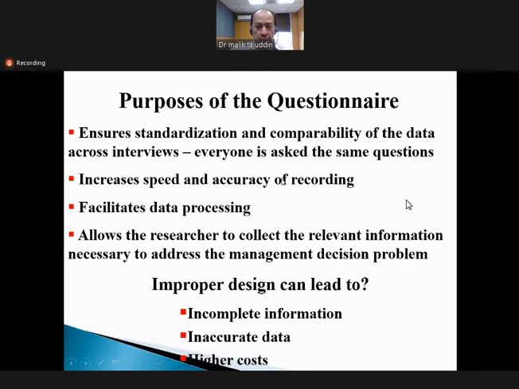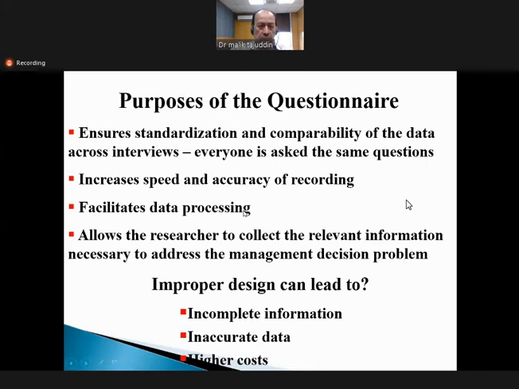So the main aim behind all that is that everyone is asked the same question in the same words, especially. This increases the speed and accuracy of the recording, and they should not go here and there and ask different types or different ways of the question. It facilitates data processing. So we formulate the codes for different responses.